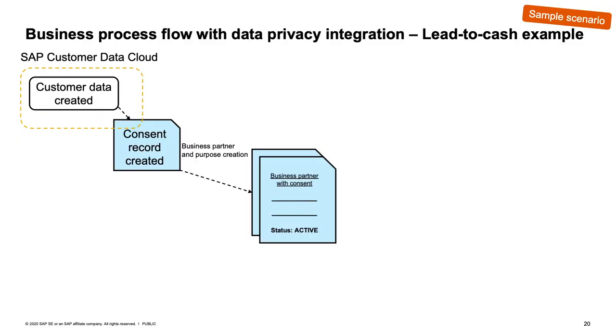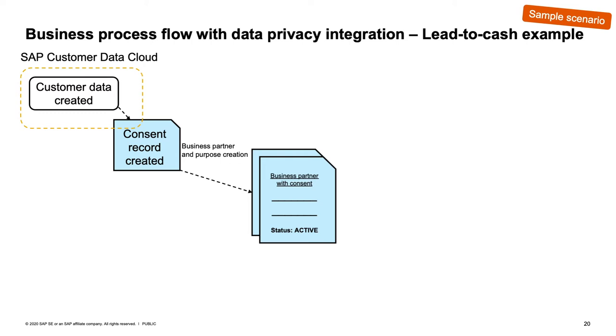So let's start with the sample scenario. We picked the lead to cash IES use case for seeing how the data privacy integration service can help realize data privacy functions in such an end-to-end use case. In such a scenario, the customer data or the end user data would be created, for example, in an application like the customer data cloud. Here the end user would sign up to certain privacy statements. It could be a contract or a consent before their personal data is stored and processed.